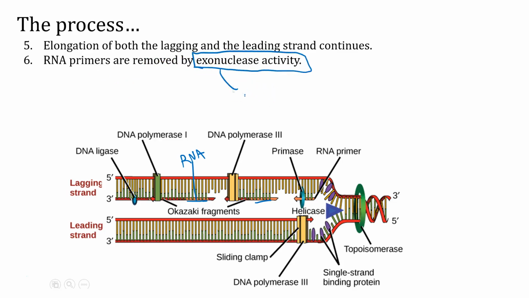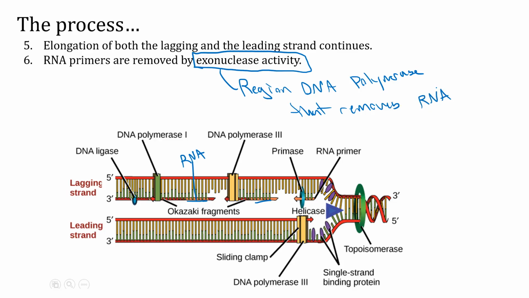This is actually just a region on DNA polymerase that removes RNA. Okay, so DNA polymerase is a kind of tricky enzyme. It not only can add new DNA to a template strand, its other function is that it can actually remove RNA. And when it's doing the removing, it's called exonuclease activity, because exo means to get rid of, and nuclease refers to nucleotides. So this enzyme literally gets rid of nucleotides.